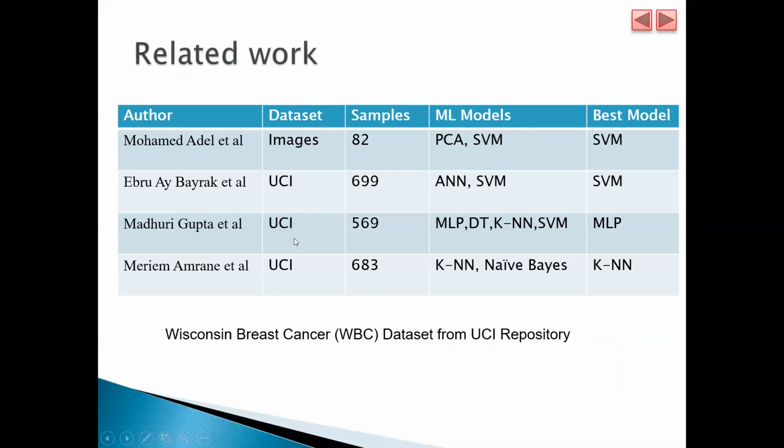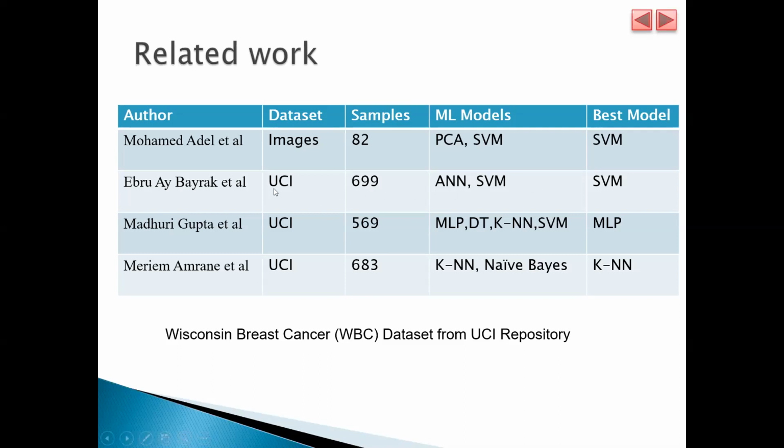So the related work, when we look at past work, most of the researchers have taken already existing data from the UCI repository. These research papers were about classification of cancer type as malignant or benign. All of them have taken the same data set, and the samples only vary: 699, 569, 683. And they have applied machine learning models to find whether the cancer is malignant or benign.